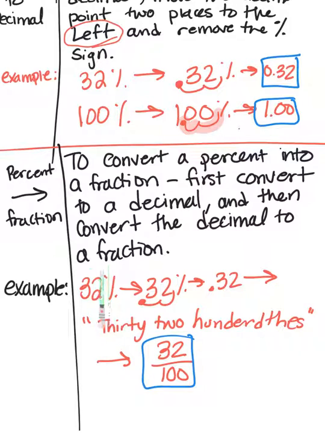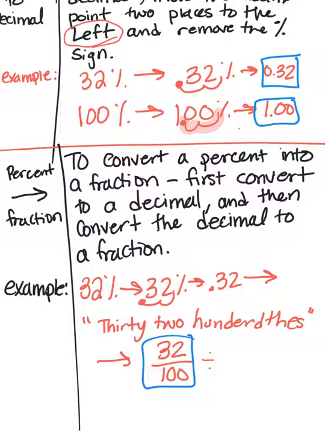So let's say you have 32%. Well, we're going to turn it into a decimal first and then drop the percent sign to get us 0.32 or 32 hundredths. Then we think to ourselves it's in the hundredths place, 32 hundredths. And then you put it over 100, 32 over 100. Now, with this one, I forgot to reduce. So we're going to actually reduce this.